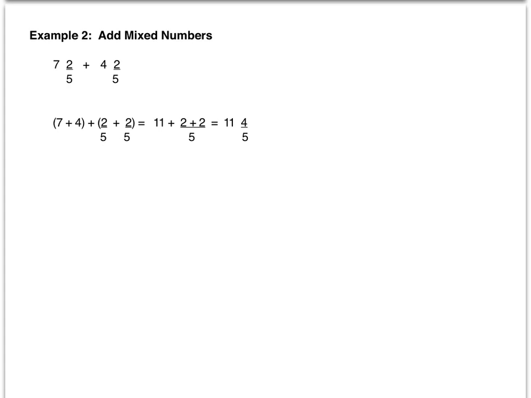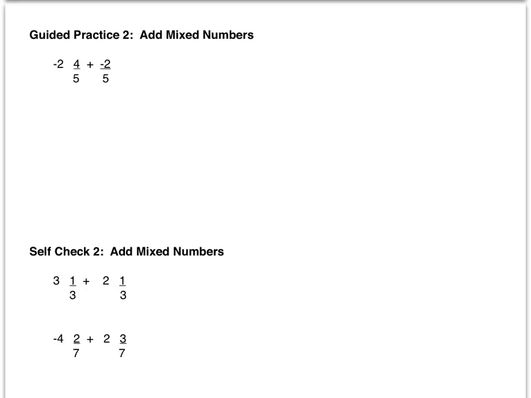In example 2, we're going to add mixed numbers. The example shows us that 7 2/5 plus 4 2/5 equals 11 4/5. They find that answer by pulling the two whole numbers out, 7 plus 4, and then adding the fractions. 7 plus 4 is 11, and 2/5 plus 2/5 equals 4/5. So the answer is 11 4/5. Adding mixed numbers is easy when both of them are positive like this.